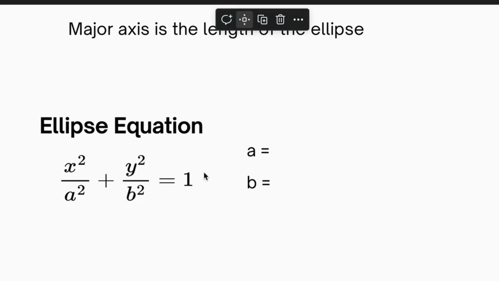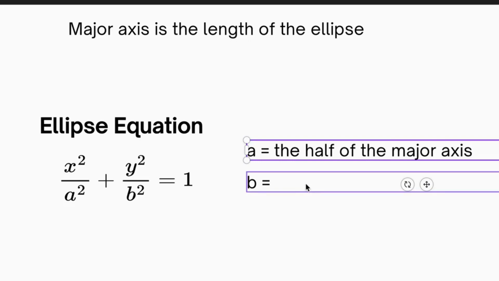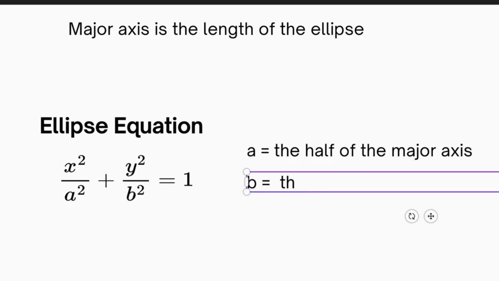Okay, so here's the ellipse equation, which is x squared divided by a squared plus y squared divided by b squared, which equals 1. Here, let's clarify a few things. A equals half of the major axis, and b is half of the minor axis.